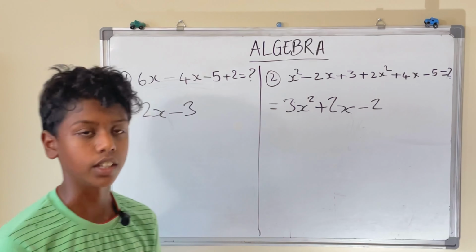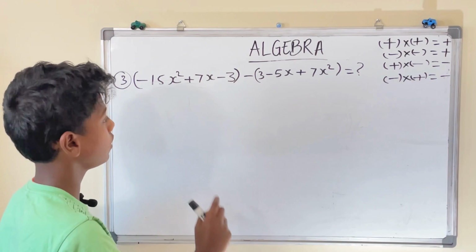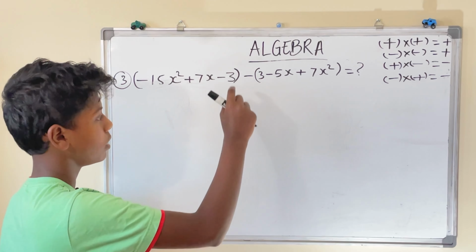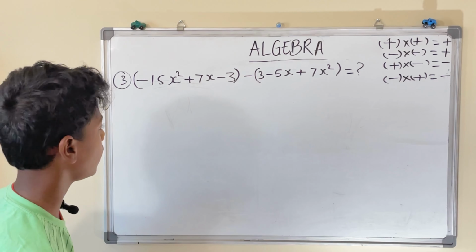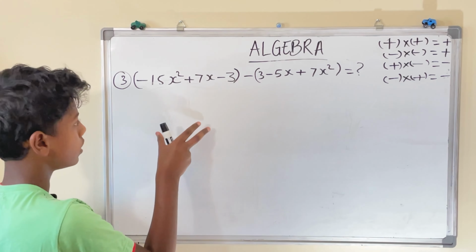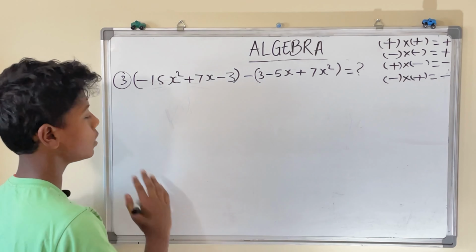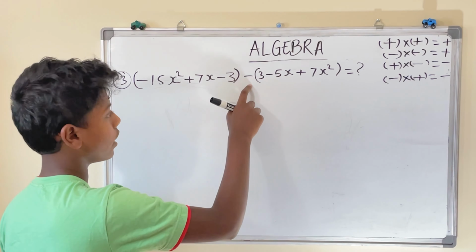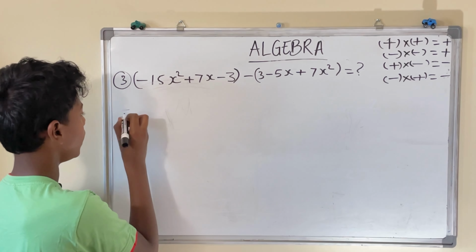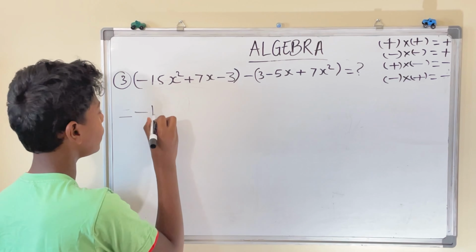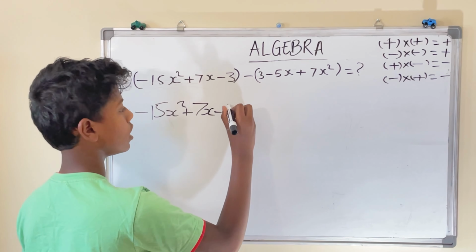So now let's go to question 3. Brackets negative 15x squared plus 7x minus 3, and then minus bracket 3 minus 5x plus 7x squared. Now we're going to simplify this. First, we're going to rewrite this down here. And then we need to break our brackets so we can solve it. So we would apply our negative sign into our portion. Let's keep that aside and first rewrite this portion: negative 15x squared plus 7x minus 3.